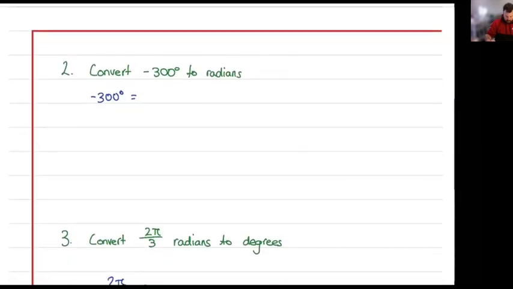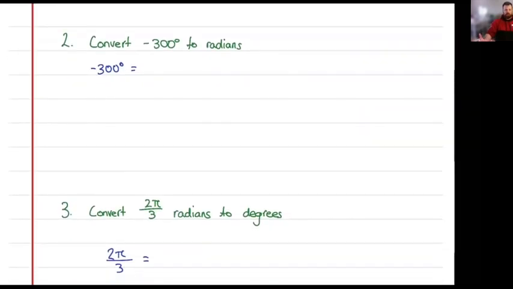All right. Looking here at example 2, convert minus 300 degrees to radians. Well, nothing's going to change here. I'm going to do minus 300 times pi over 180. And when I look at that, 300 and 180 have a highest common factor of 60. 60 fits into 300 5 times, 60 fits into 180 3 times. So negative 300 degrees is negative 5 pi over 3.